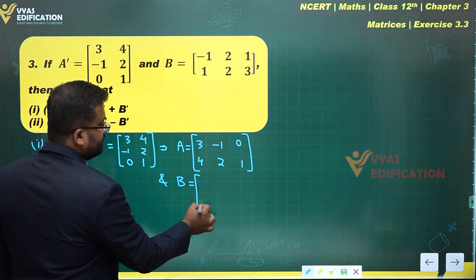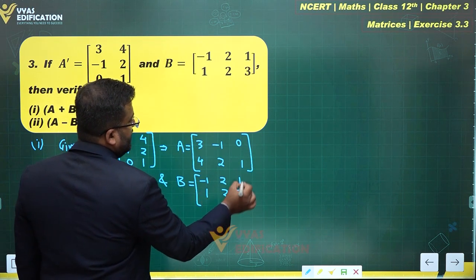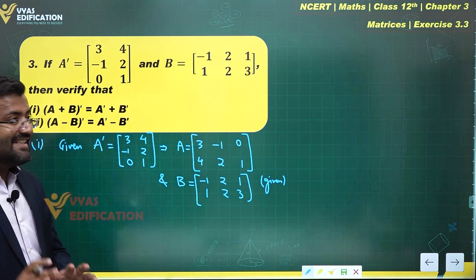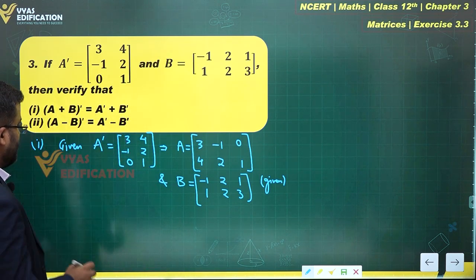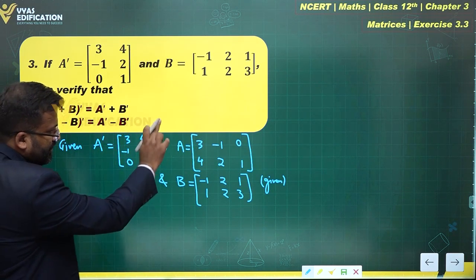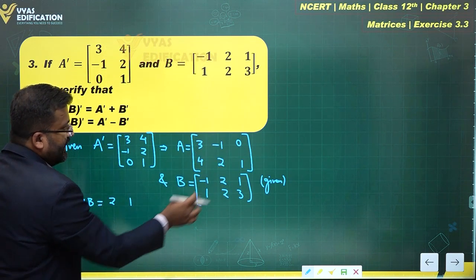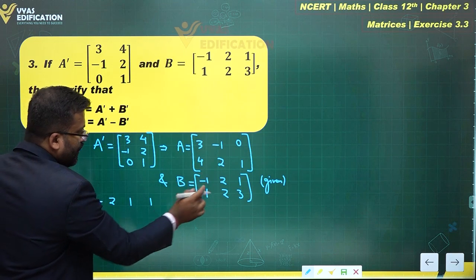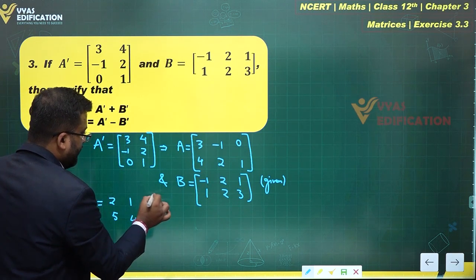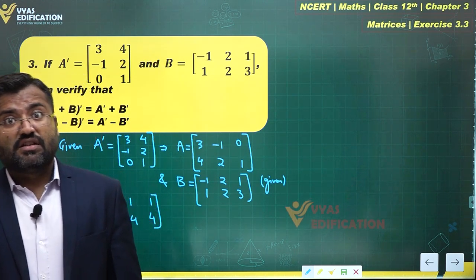B is minus 1, 2, 1, 1, 2, 3. This is given. So therefore, I can easily find A plus B. A plus B will be equal to the sum of these two. 3 minus 1, which is 2. Minus 1 plus 2, which is 1. 0 plus 1, which is 1. 4 plus 1, which is 5. 2 plus 2, which is 4. And 1 plus 3, which is 4. This is matrix A plus B, the sum of matrices A and B.